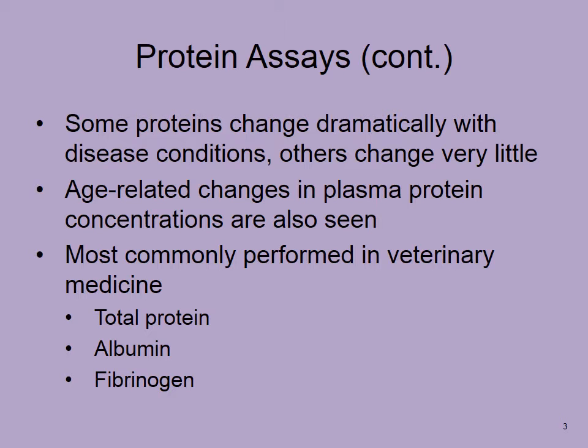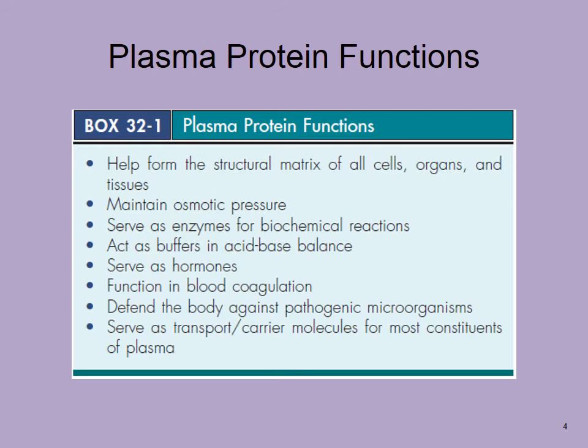Most commonly in vet medicine, we perform 3 different protein assays, and that's total protein. That's the easy one that you can do yourself any day in clinic. Albumin, and we do this, of course, in our automated chemistry analyzers, and then fibrinogen, and that's part of, if we're looking at the clotting cascade, that's one thing we look at.